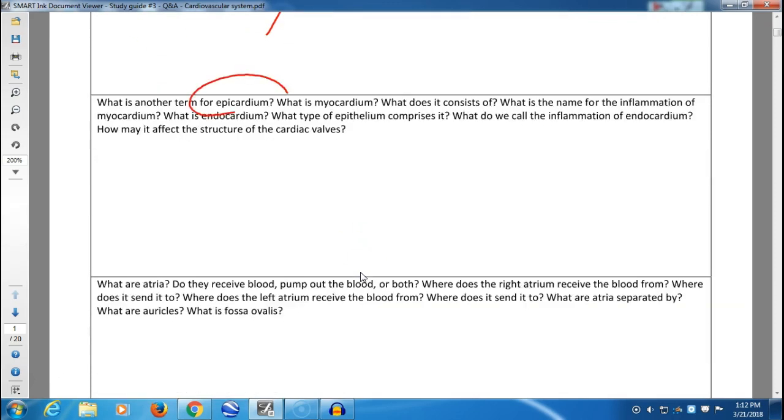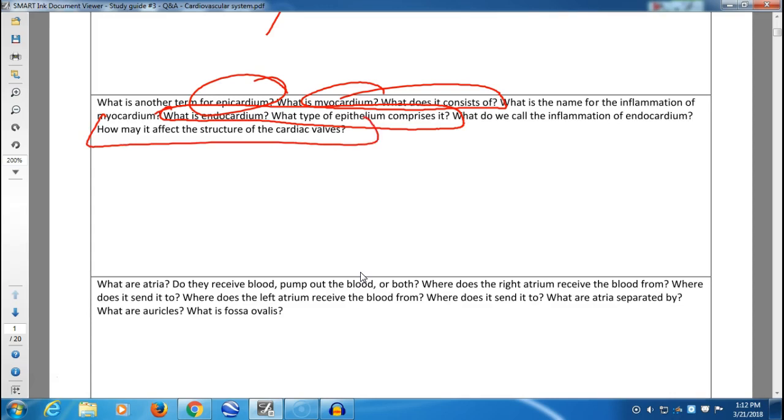So epicardium is pericardium, myocardium is muscle, endocardium are endothelial cells that line the heart from the inside, the chambers of the heart. Structures. So what happens to cardiac valves when they're inflamed? They do not close properly. Okay.